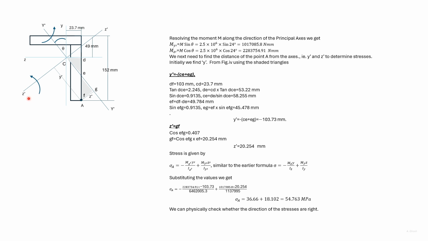The Z dash axis is 90 degrees counterclockwise to the y dash axis, so we can use this formula. We have obtained M y dash and M z dash, which are both positive. Y dash here is negative, while z dash is positive. So we find out the stress at the point A. The stress due to both moments are positive.